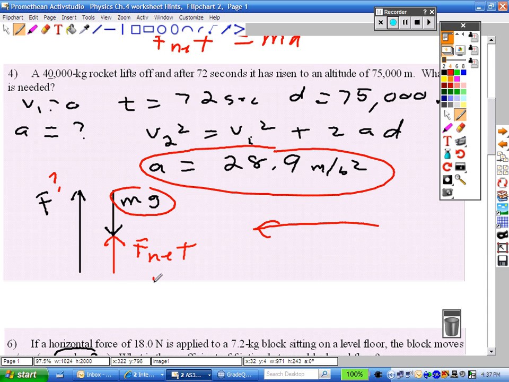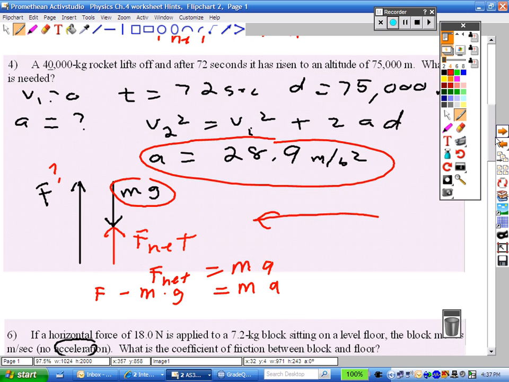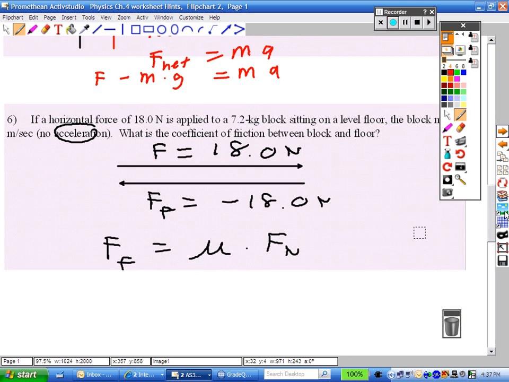So in terms of writing net force equals ma, the left-hand side is not just one force here. It is the subtraction of force upward minus m times g. Then we simply have to solve for the lift force. Let's jump to number 6.